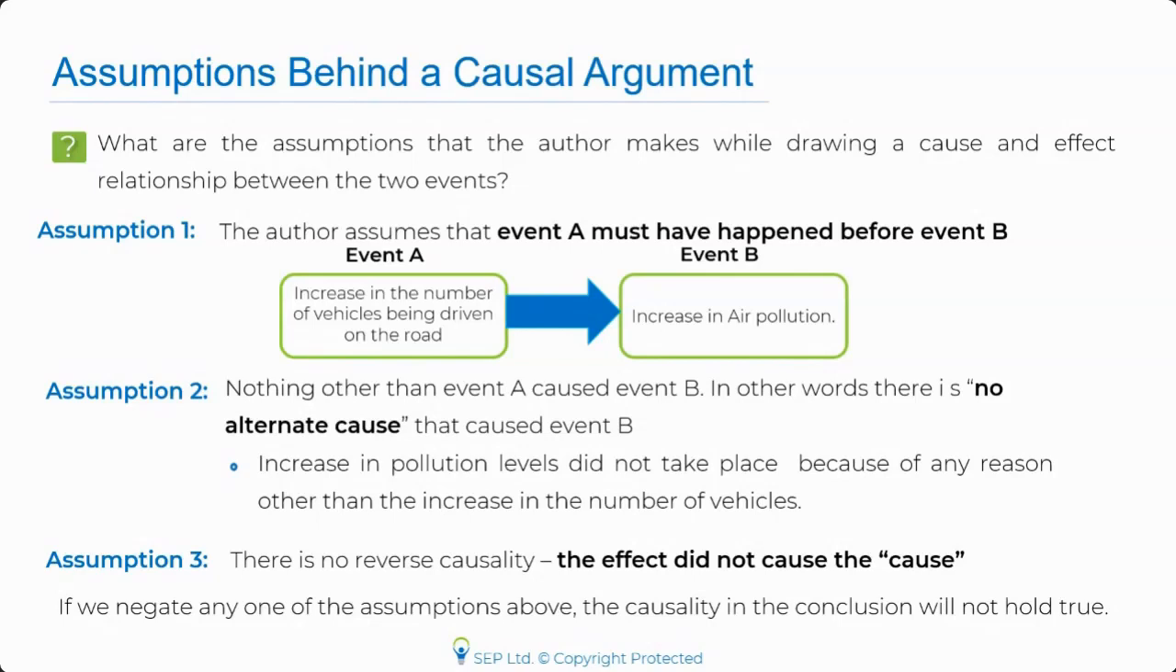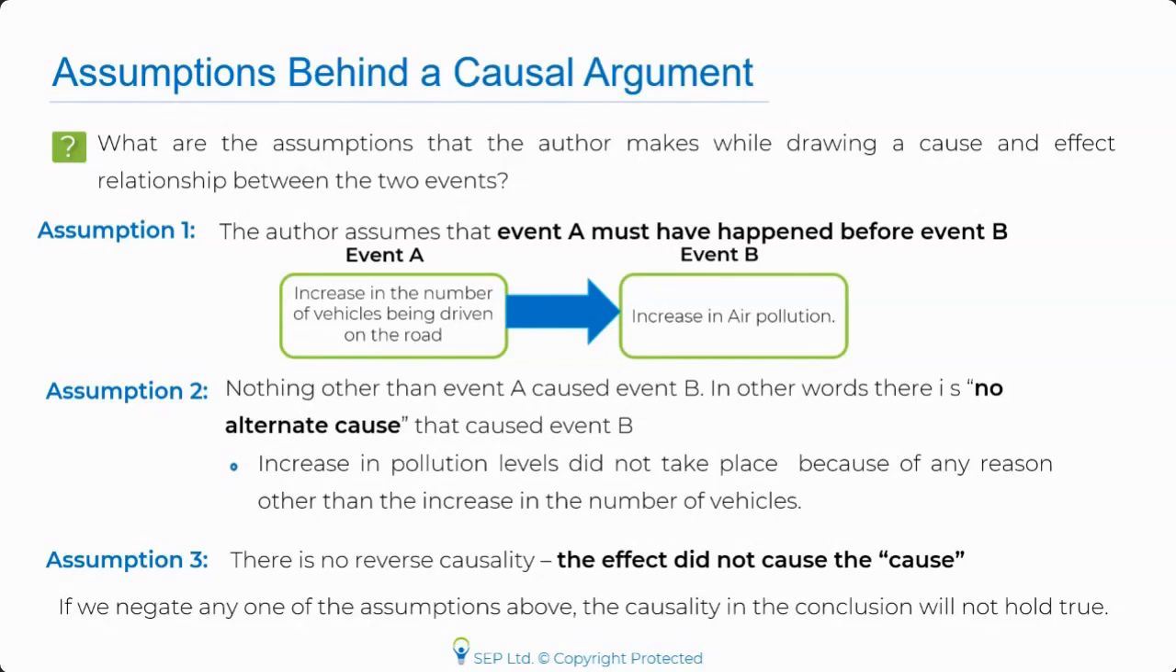I'll just repeat the assumptions, Manisha. I'm going to go through these assumptions once again. For those of you who did not understand it, let me recap. Now see, when the author says that event A caused event B, if you remember the question, nowhere is it given that the number of vehicles being driven on the roads increased first and the increase in the pollution levels took place next. It's not given. If it is not given, and yet the author is saying that event A caused event B, then the author is assuming that event A had to happen first. I mean, the cause has to take place first.